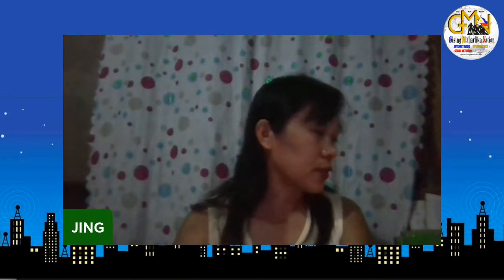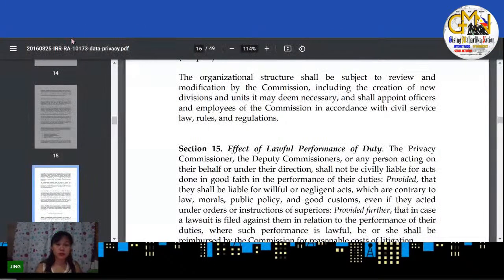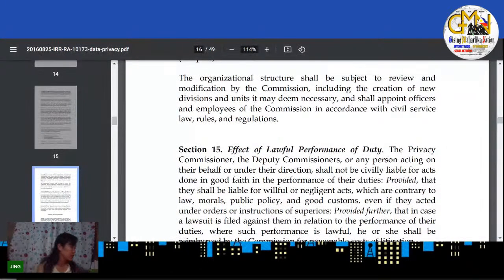Share screen ulit ako. Nawala ako sa StreamYard. Nawala ang aking signal. Saan ako nag-stop kanina? Live ako, naka-live. Hindi pala 1 minute. Saan ako? Majority members. Wala ako na naman. The organization.